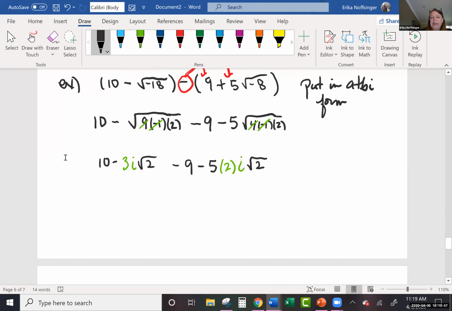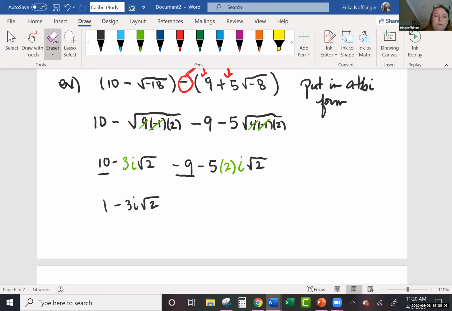So we want to combine like terms. Notice here you have a 10 minus a 9, and those are like terms. So 10 minus 9 is 1. And then I notice I have a, well, let's just bring it down. So this is minus 3i root 2. And then right here, this is minus 5 times 2. So this is minus 10i root 2.